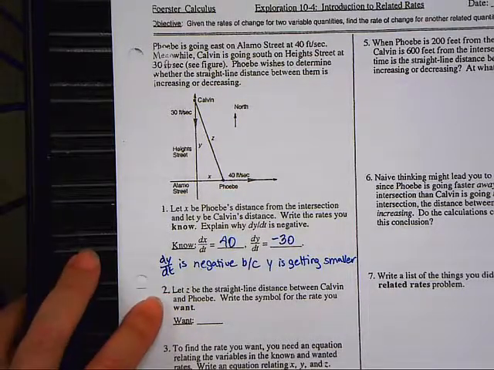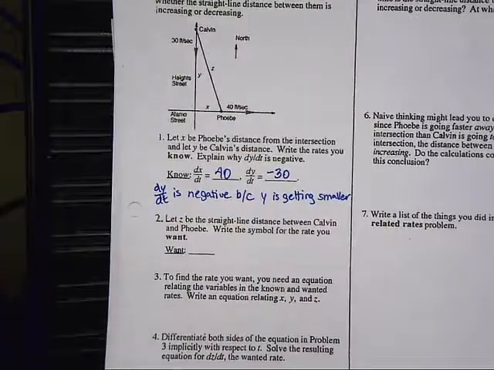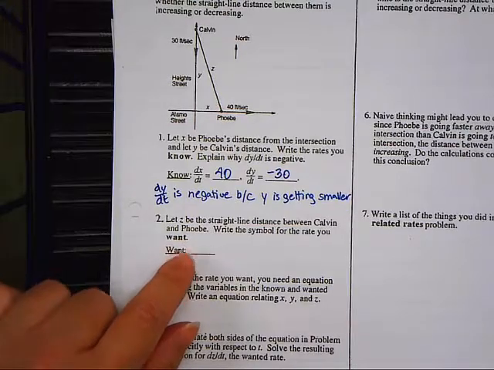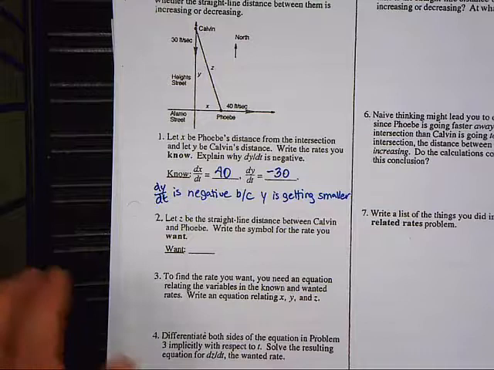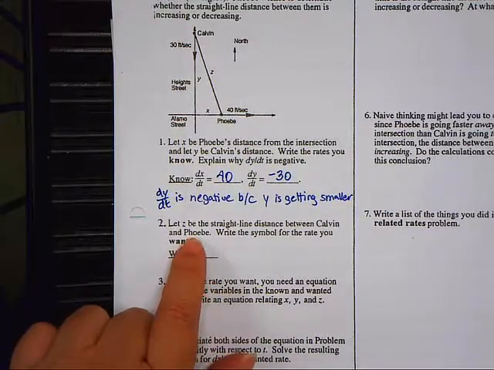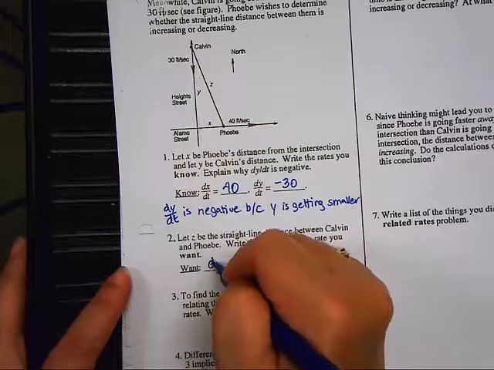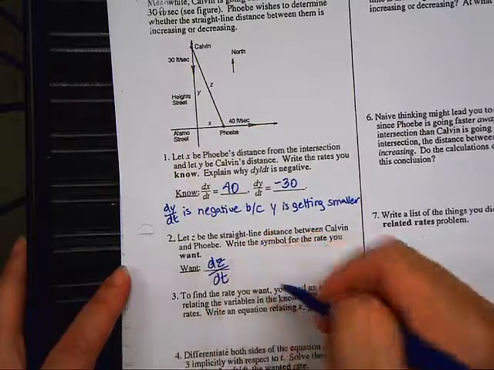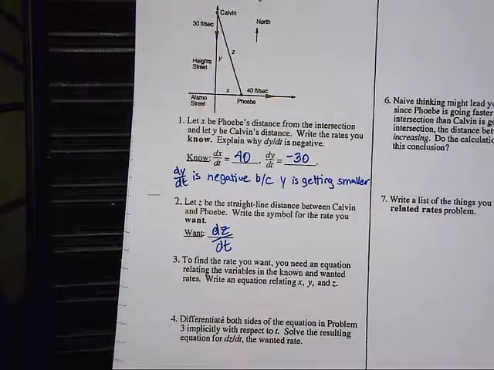All right. Let z be the straight line distance between Calvin and Phoebe. So, write the symbol for the rate you want. These two are rates because they have the dt on the bottom. Raise your hand if you think you know how we would write the change of z. Anybody want to give it a guess? Baranza? dz over dt is exactly right. We're looking for dz/dt. Does that make sense to everybody?